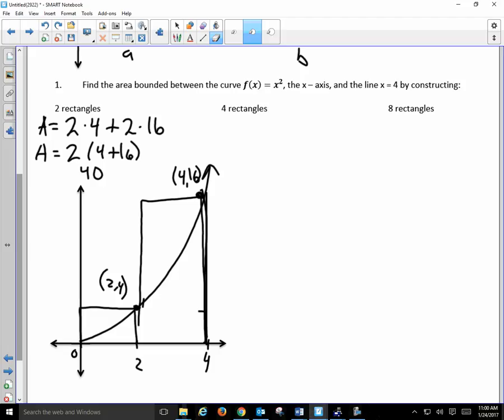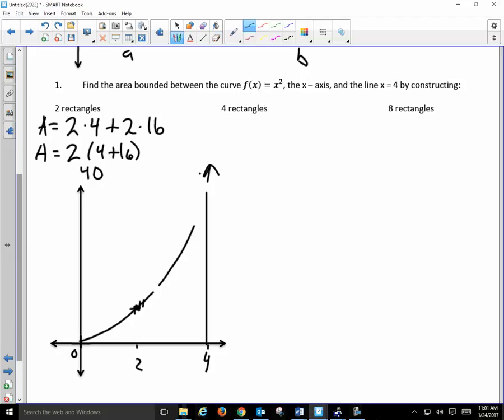Is it an overestimation or an under? Yeah, it's pretty bad, isn't it? Okay, well, the whole idea of the calculus is to say, well, let's get a better estimation. If we want a better estimation, what should we do? Make more rectangles. So let's try 4.